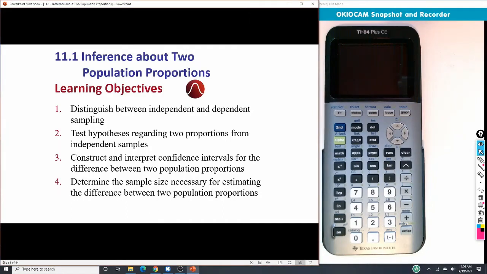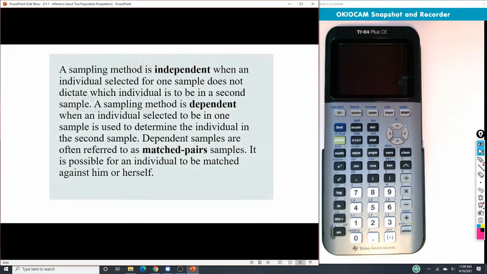11.1 Inference about two population proportions. A sampling method is independent when an individual selected for one sample does not dictate the individual to be in a second sample. Whereas dependent is the opposite of that: if our first individual determines the second individual in the second sample. Dependent samples are often referred to as matched pairs, and it is possible for an individual to be matched against him or herself.